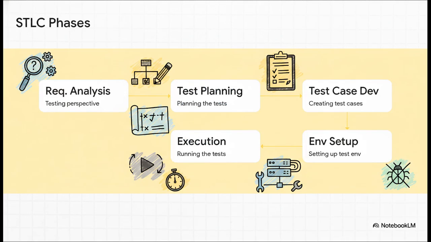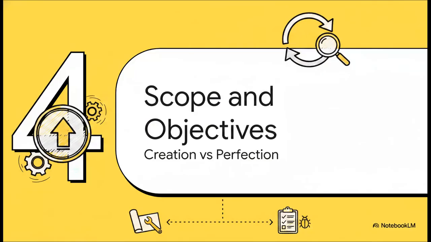And just like the SDLC has its own specialized sequence of activities, the STLC kicks off with requirement analysis, but specifically looking through a testing lens. Then, it systematically moves through test planning, test case development, and environment setup before culminating in the actual test execution. Which brings us to Section 4, Scope and Objectives Compared.